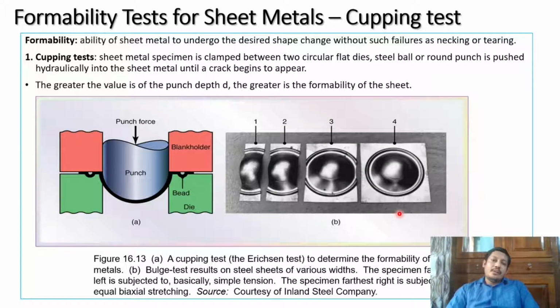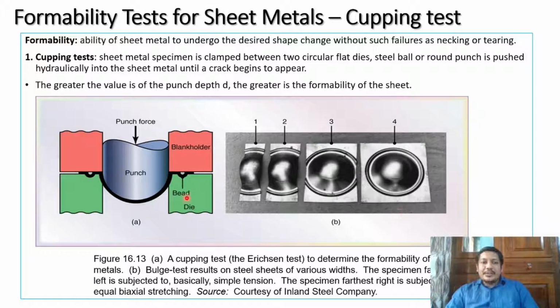You have to conduct the formability test on the sheets to study the various effects before the actual product is tested. So one of the important tests which normally every sheet metal will undergo is called the cupping test. It is also known as the Ericsson cupping test.